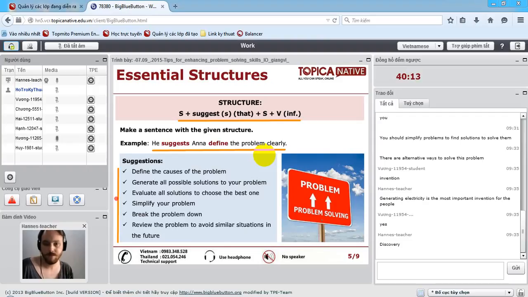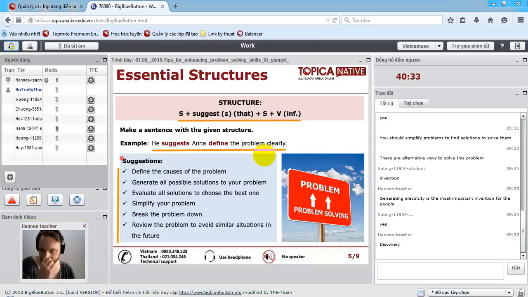My senior suggests me to analyze the problem in more detail. Yeah, to analyze the problem in more detail. Excellent. Yeah, that's excellent. And Hein?